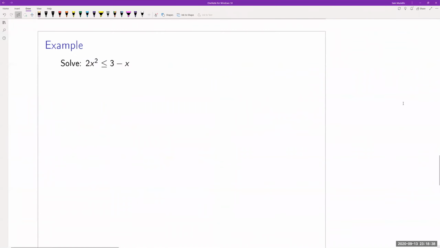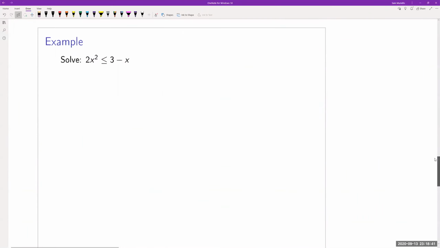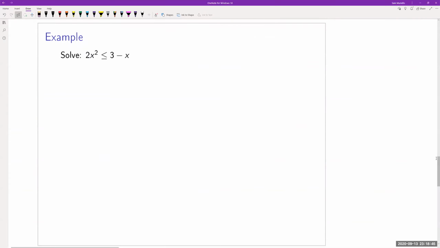This time, I've got an example with a quadratic piece. The approach is going to be exactly the same. We'll set it equal to 0 and solve, and then we'll set up our sign diagram. 2x squared plus x minus 3 is less than or equal to 0. There's lots of ways that we can solve this piece. I'm going to choose to factor.